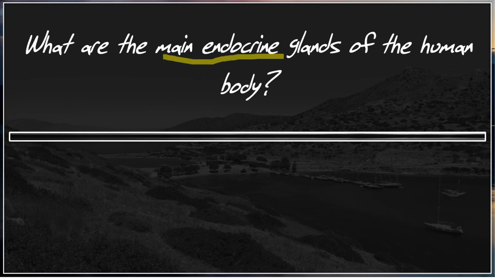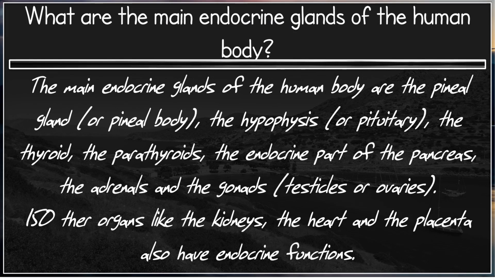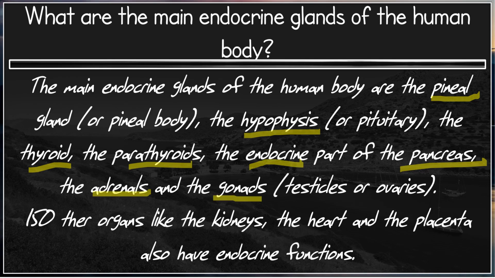What are the main endocrine glands in the human body? The main endocrine glands in the human body are the pineal gland, or the pineal body, the hypophysis, which we call the pituitary, the thyroid, parathyroids, the endocrine part of the pancreas, the adrenals, and the gonads, those are testicles and ovaries. Other organs like the kidneys, the heart, and the placenta also have endocrine functions.